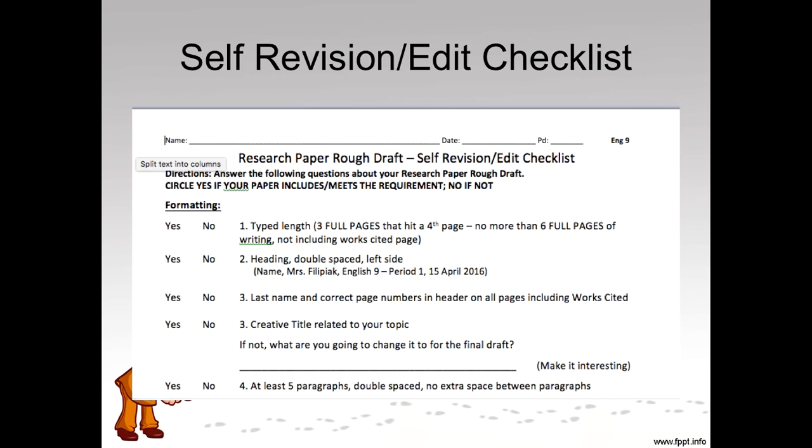So the first thing you might need to do is start with your self-revision, self-edit checklist. This paper is specific to English 9, which you'll see here, but also English 9 Honors. You have one for each of the classes. This is a yes or no checklist that will help you go through and make sure everything in your paper is ready to turn in for your final draft. I would suggest doing this first and foremost after we've gone through this presentation, so that you know where to start in terms of improving your rough draft to your final draft.